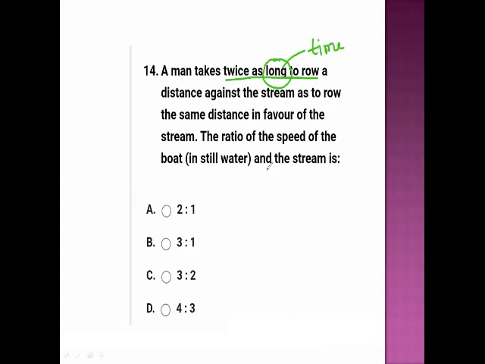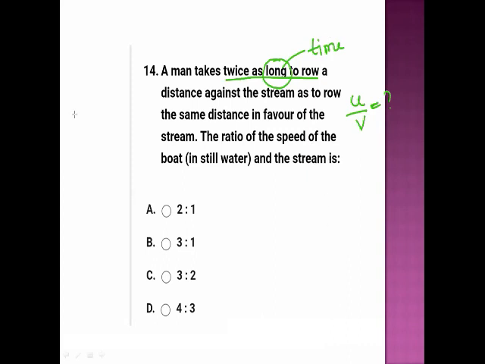The ratio of the speed of the boat in still water to that of the stream. They are asking u by v, because u is the speed of the boat in still water and v is the speed of the stream. They are simply asking this. They have given only this much.